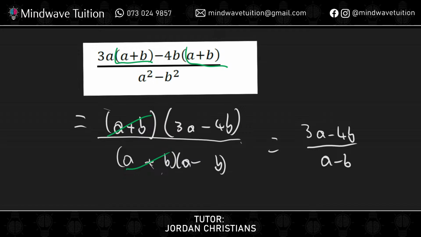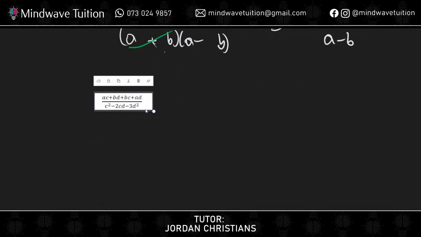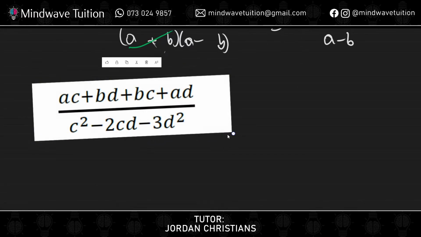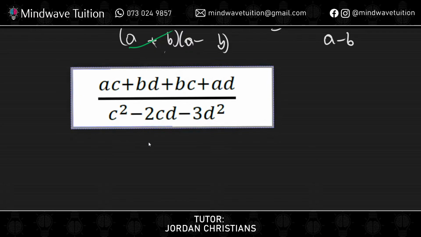Let's do one more grouping question, and then that will be the end for today. Okay, so AC plus BD plus BC plus AD all over C squared minus 2CD minus 3D squared. For the top part, AC, BD, BC, AD, let's see if we can take out anything from the first two, AC, BD. Can't do that, so let's move things around.